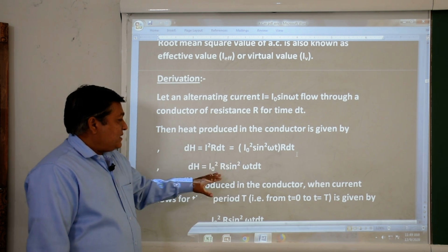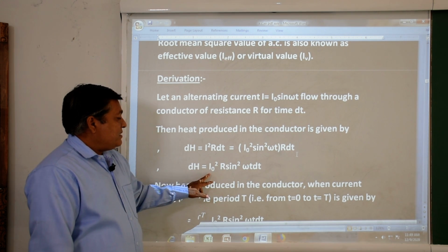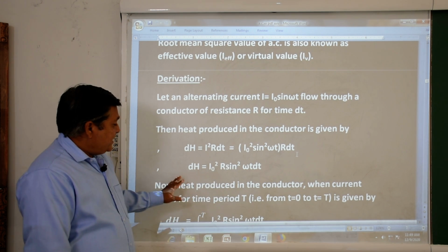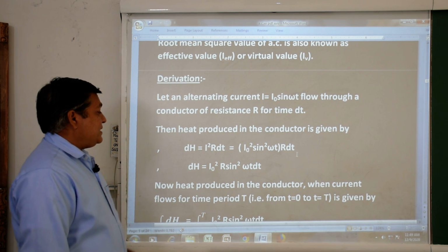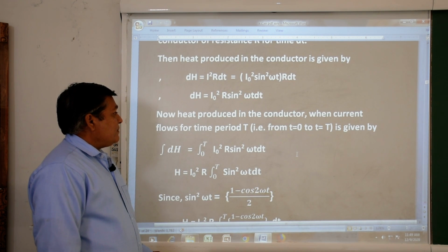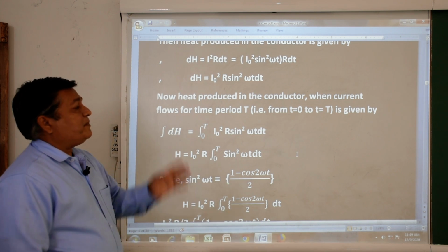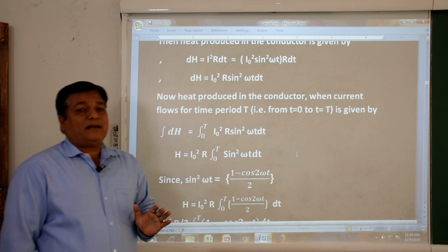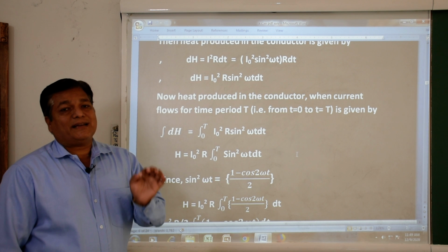When we take out the constant terms, the expression becomes I naught square R sin square omega t dt. So here dH, the heat produced in time dt, is equal to I naught square R sin square omega t dt. Now, if we want to find the total heat produced in a conductor when the current flows for a complete cycle, that is, through a conductor for a complete time period capital T.